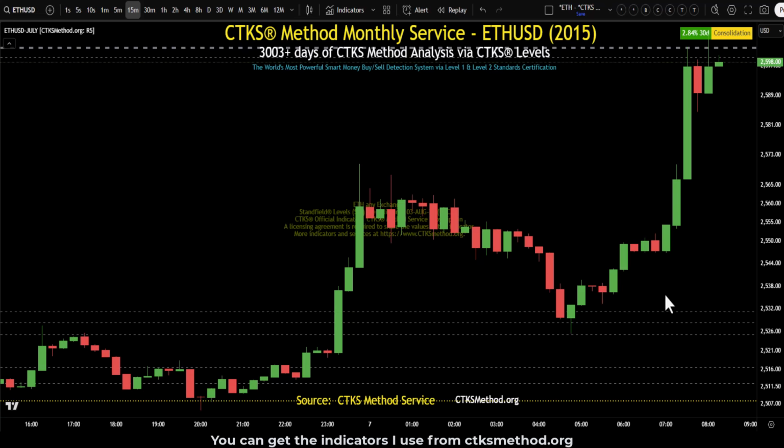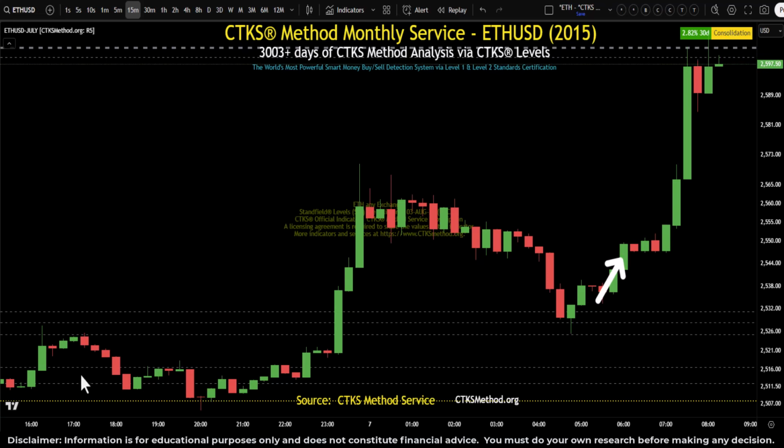If that trader knew what they were getting themselves into, the fact that they were getting a lot of structural support, a positive CTKS gap, shorting under those conditions is literally suicidal.